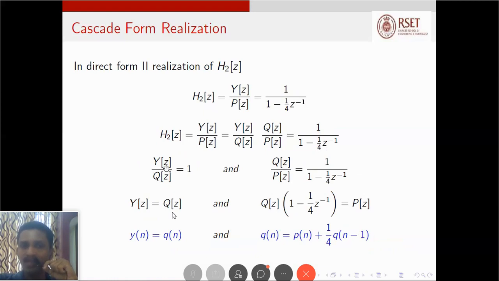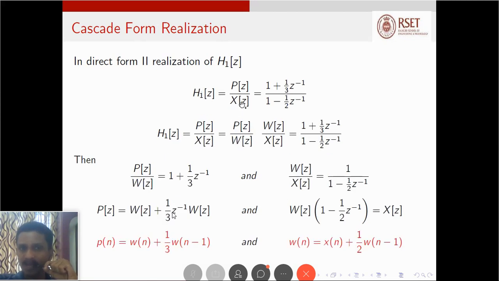Then you will get y of Z by q of Z is equal to the numerator part, which is equal to 1. Similarly, for q of Z by p of Z, you will get 1 divided by 1 minus 1 by 4 Z inverse. If we are cross multiplying this term, y of Z is equal to q of Z. Similarly, you will get q of Z into 1 minus 1 by 4 Z inverse, which is equal to p of Z. Take the inverse Z transform on both sides, you will get y of n is equal to q of n. Similarly, this side you will get q of n is equal to p of n plus 1 by 4 q of n minus 1. So you will get the two different equations for h2 of Z also.